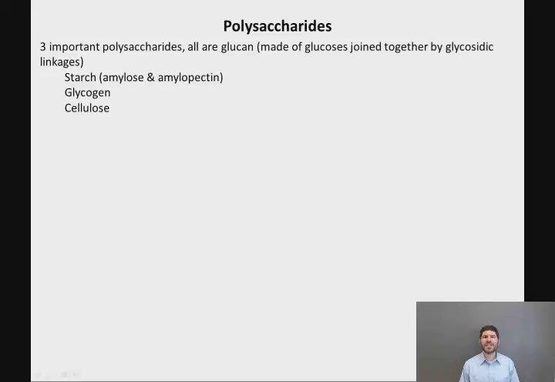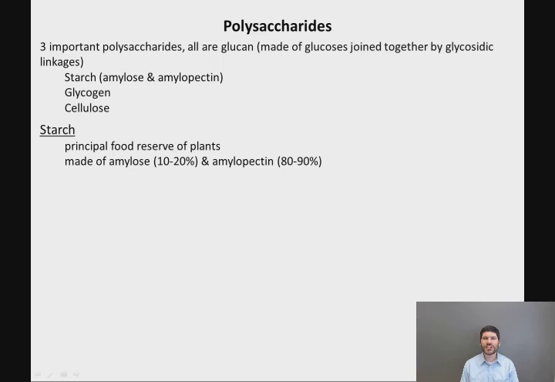To finish up our study on carbohydrates, we now consider the topic of polysaccharides. There are three important polysaccharides that we need to consider, and all of them are glucans, which means that they are made of glucoses joined together by glycosidic linkages to form long polymers. The three polysaccharides are starch, which, as we will see, is a mixture of amylose and amylopectin, glycogen, and cellulose.